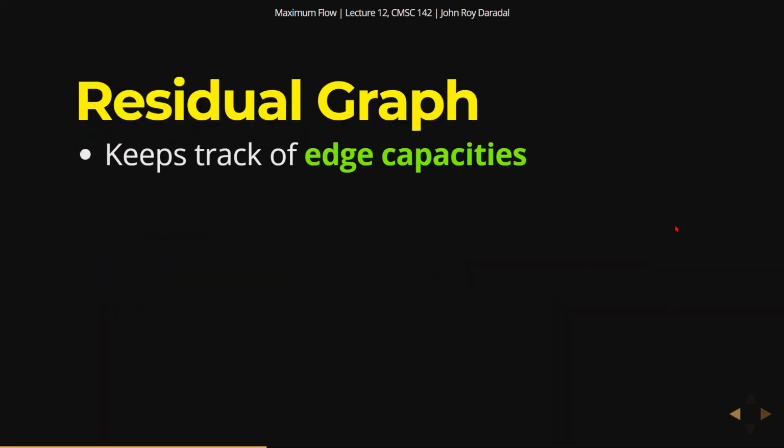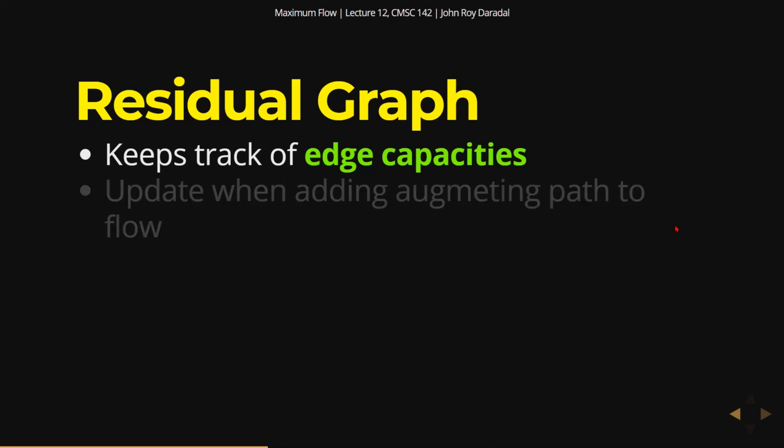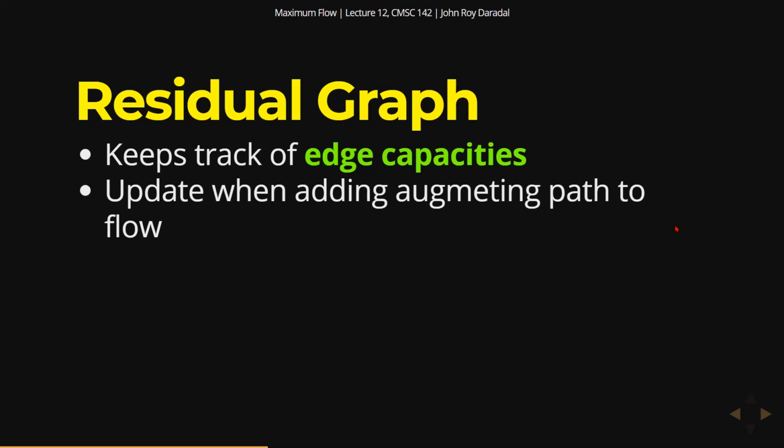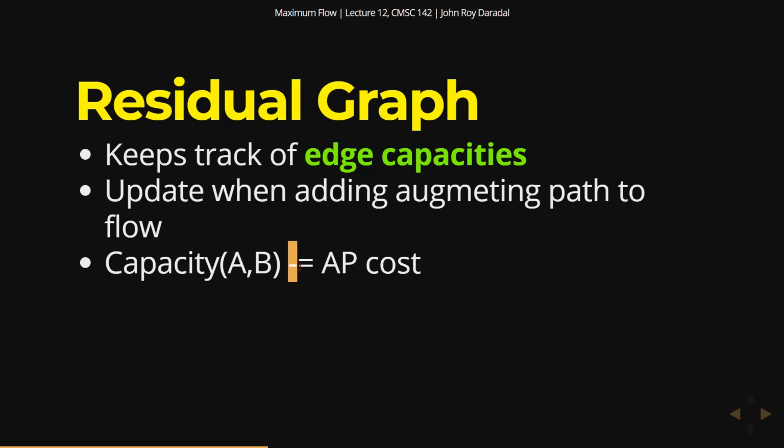Okay, so we will also keep track of something called the residual graph, which will keep track of the edge capacities, so the current edge capacities that we have. So we will update this when we add the augmenting path that we found to the flow. Normally if you add a flow to the edge, then you would reduce the capacity, just like what we did. So the capacity of AB will be reduced by the cost of the augmenting path.